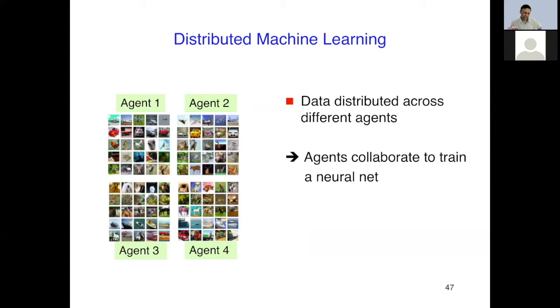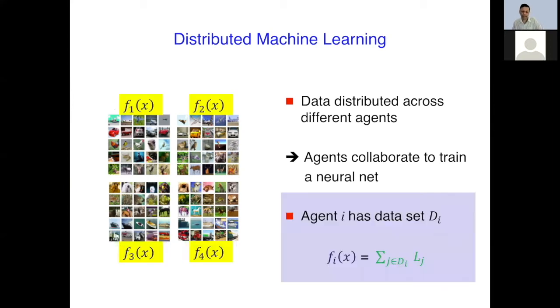One way to do that, of course, is to bring all the data in one place. But we are not aiming to do that. We want to keep the data where it is, and yet try to collaborate to train a neural network somehow.